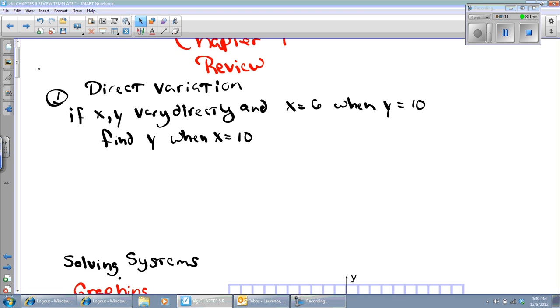We're going to start with direct variation. Remember that if x and y vary directly, we can use an equation like y equals kx.